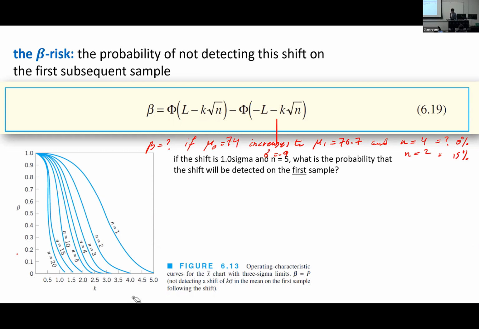What's the probability that, what's basically, is that beta? What is the probability that the shift will be detected on the first sample? Will be detected. What is beta? It won't be detected. It will fall within limits. So this is the opposite of that. So this is 1 minus beta, right? So what is beta? By just looking at this, you should be able to tell. 1 and sample size was 5.